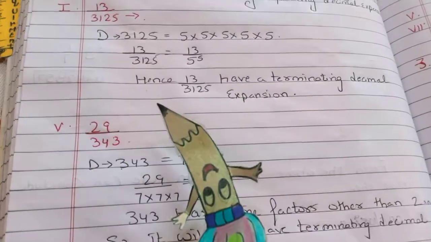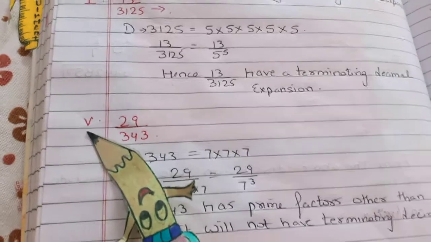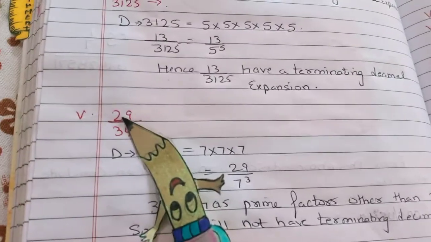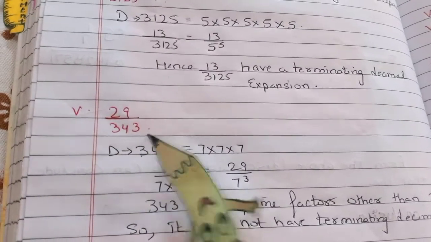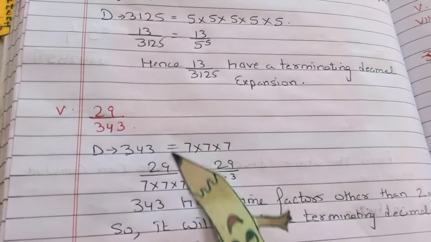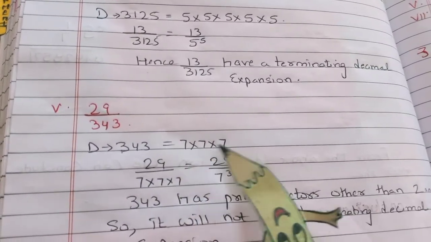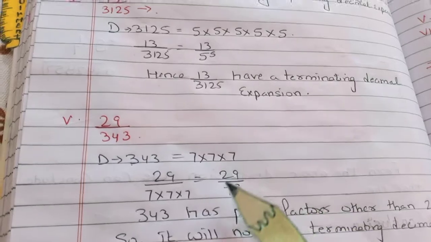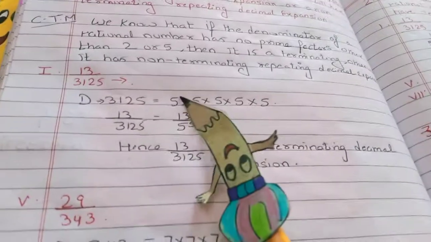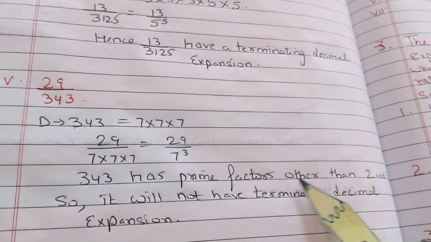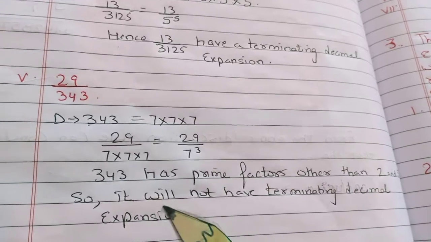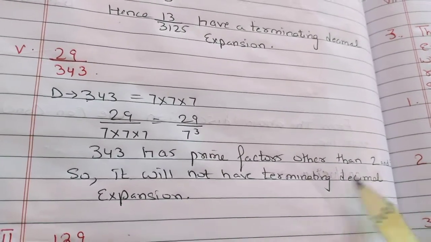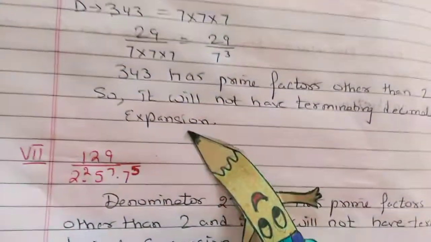I am taking one more question for you. Fifth part, 29 divided by 343. By making factors of the denominator, I am getting 7 into 7 into 7. This is a number other than 2 or 5. That's why it has prime factors other than 2 or 5, so it will not have a terminating decimal expansion.